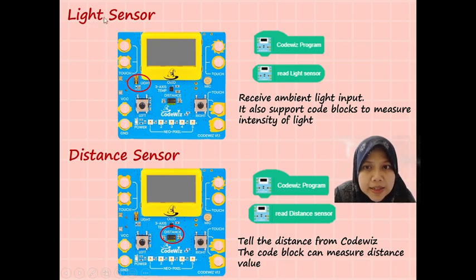The next sensor is a light sensor. The light sensor receives ambient light input. It also supports code blocks to measure intensity of light. If we want to use the light sensor, we will use the CODEWIZ block, CODEWIZ program, and read light sensor. The fourth sensor is the distance sensor. The distance sensor tells the distance from CODEWIZ. The code block can measure the distance value. In the CODEWIZ code, we will use the CODEWIZ program and read distance sensor.